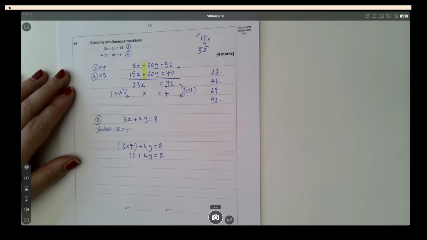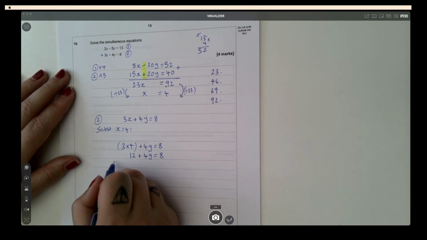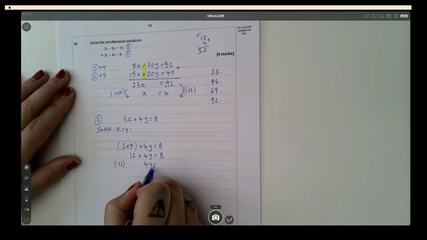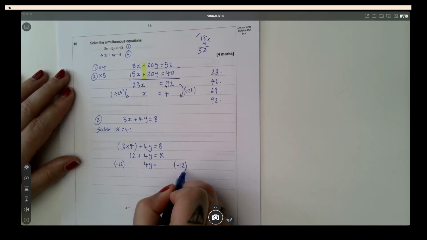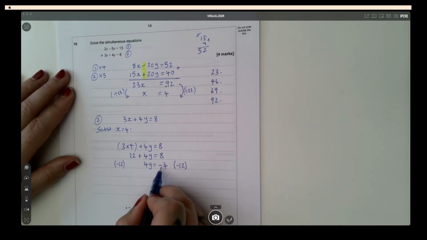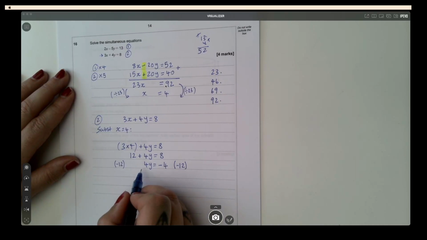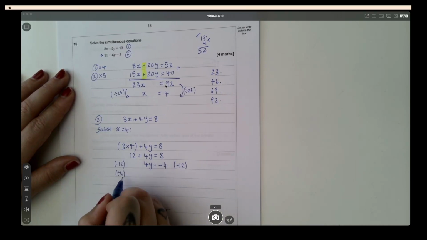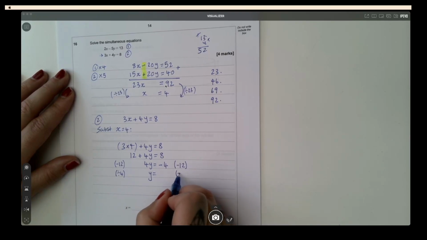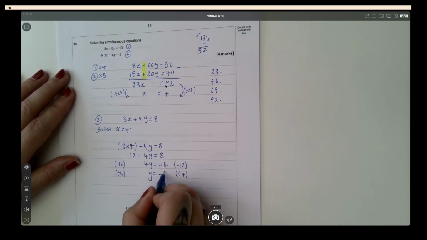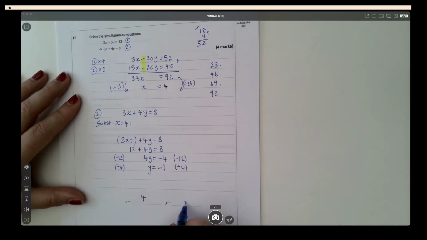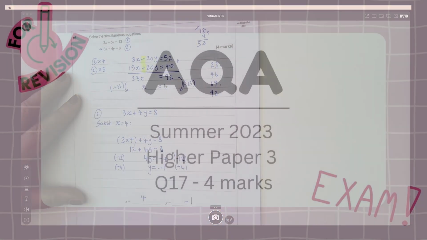Now we're going to solve this equation for y. So the first thing I'm going to do is subtract 12 from both sides. So we have 4y equals, and then when I subtract 12 from the right hand side, we get negative 4. 8 subtract 12 is negative 4. The last step is to divide by 4. It's the inverse of timesing by 4. So y equals negative 4 divided by 4, which is negative 1. So x equals 4, y equals negative 1.